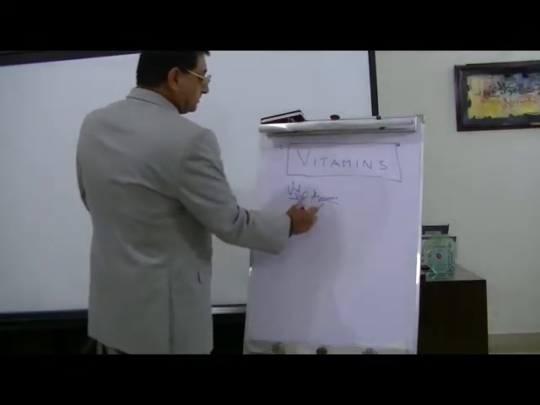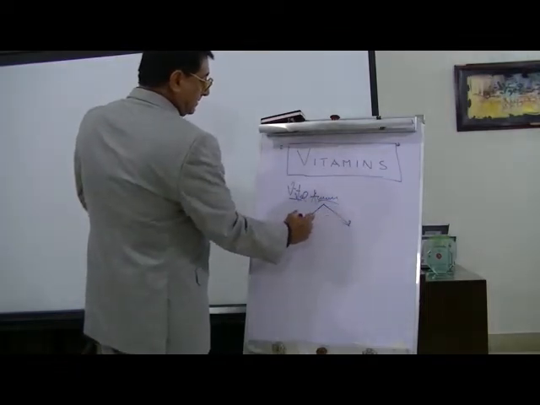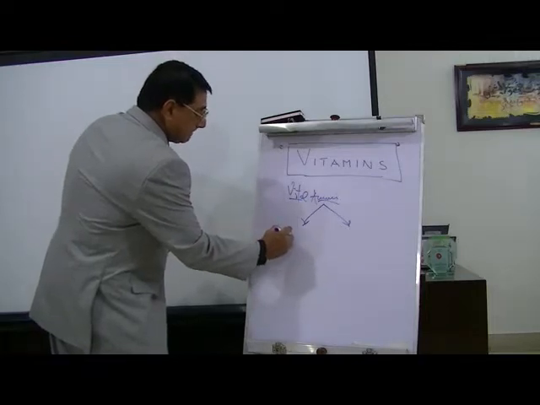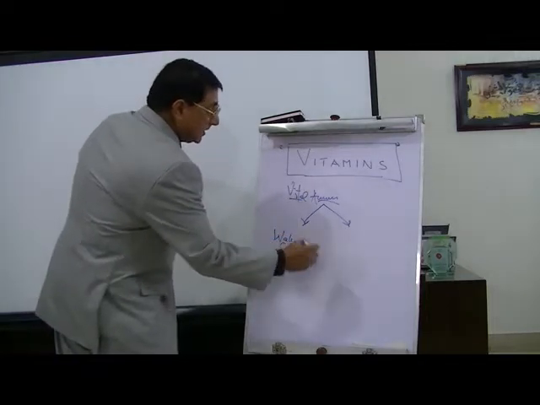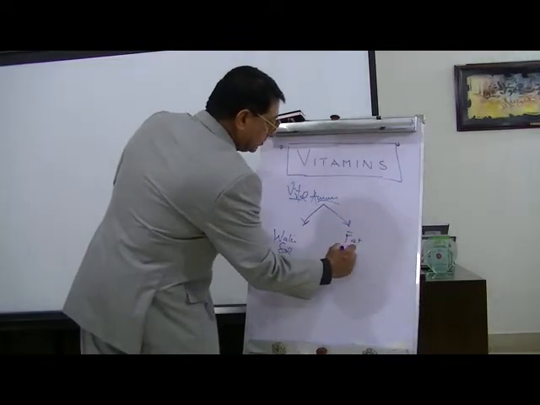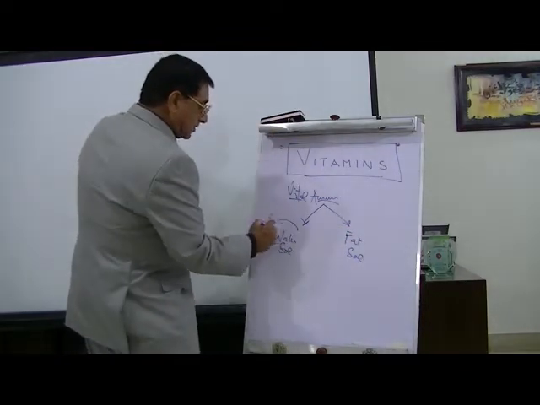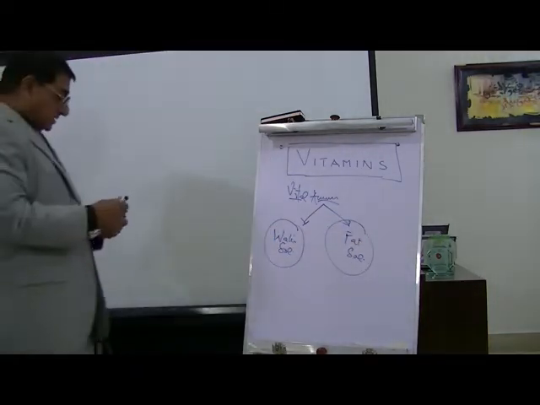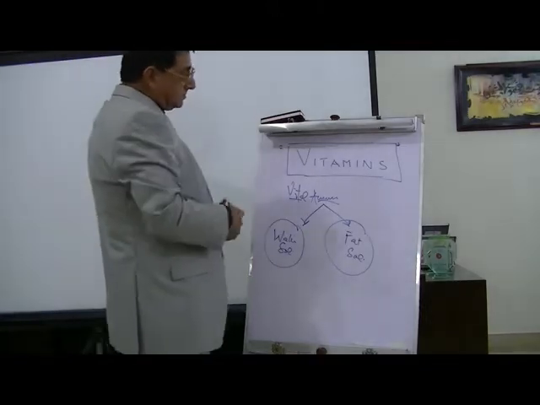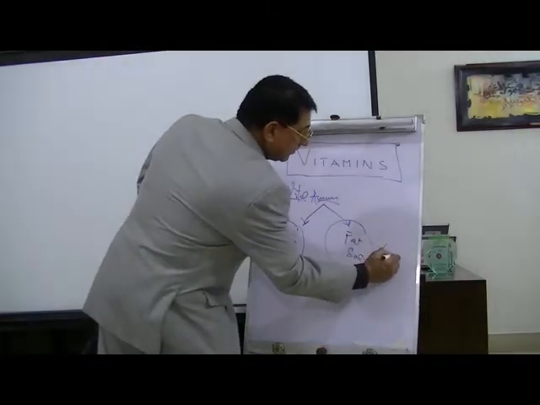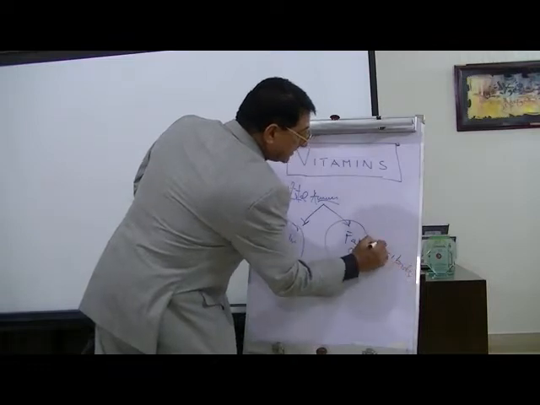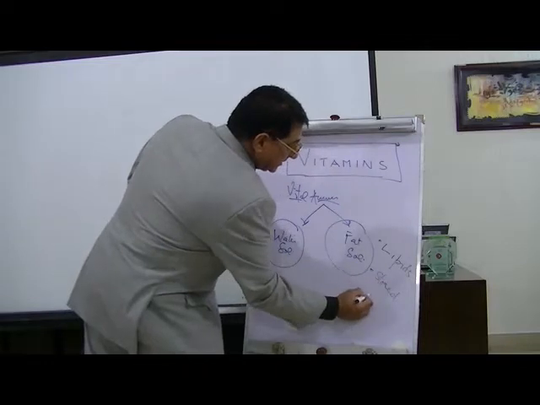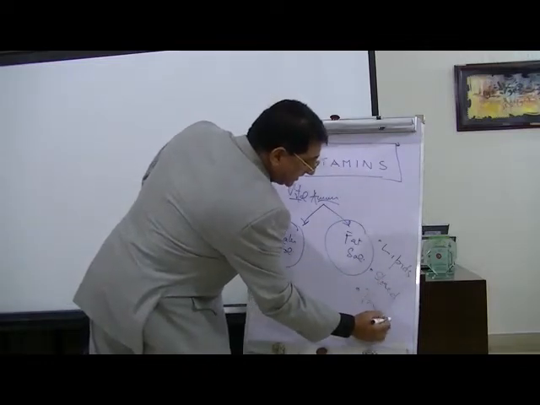And there are two types. One is water soluble and the other is fat soluble vitamins. Fat soluble means that they are present in lipids. One, they are present in lipids. Second, they may be stored. And third, they may run the risk of toxicity.